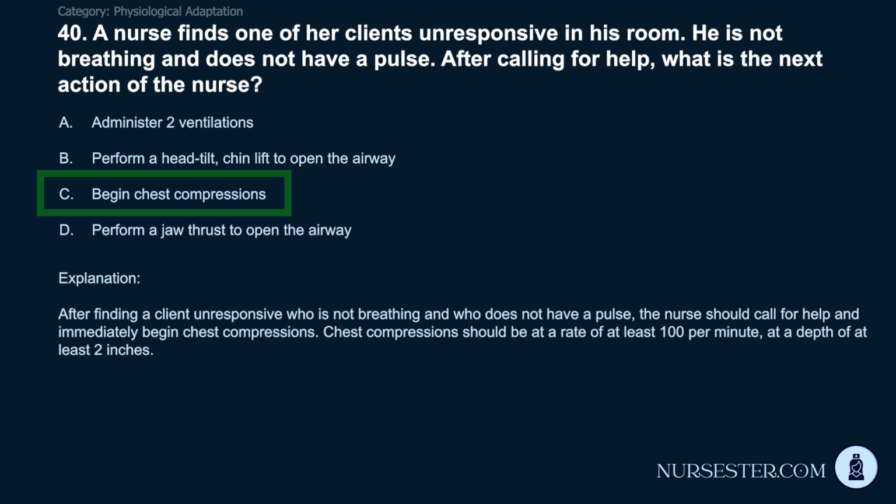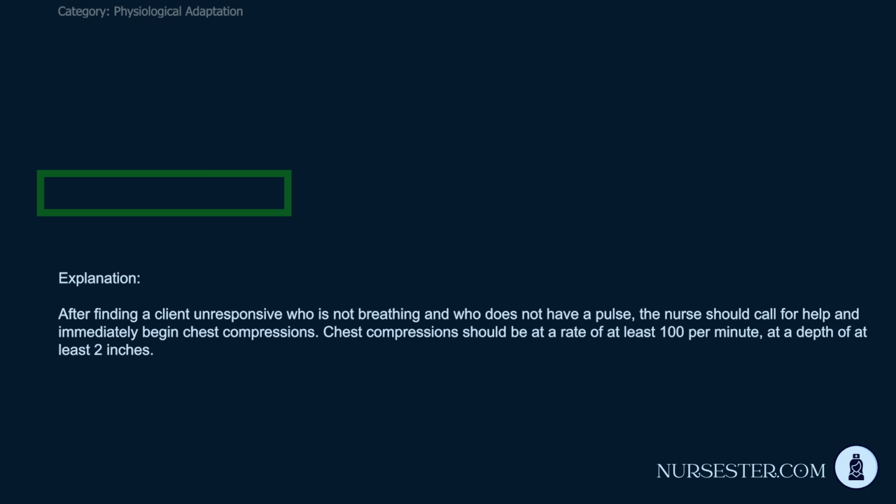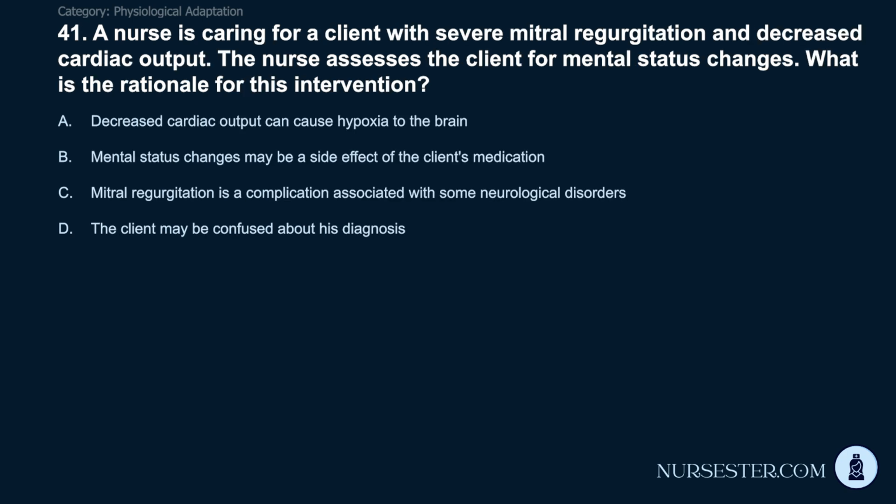After finding a client unresponsive who is not breathing and who does not have a pulse, the nurse should call for help and immediately begin chest compressions. Chest compressions should be at a rate of at least 100 per minute, at a depth of at least 2 inches. 41. A nurse is caring for a client with severe mitral regurgitation and decreased cardiac output.